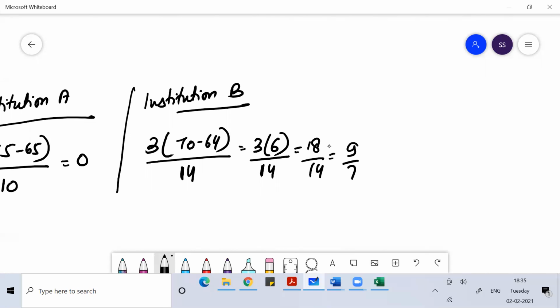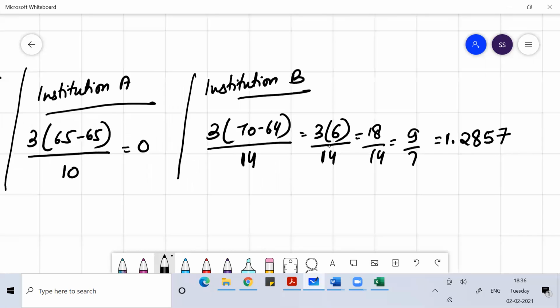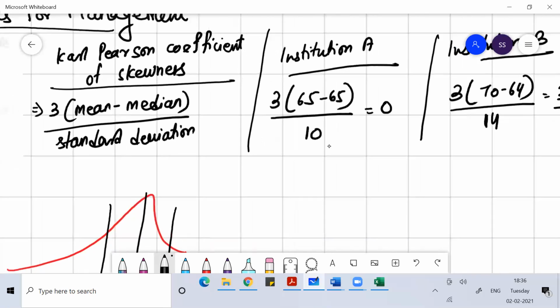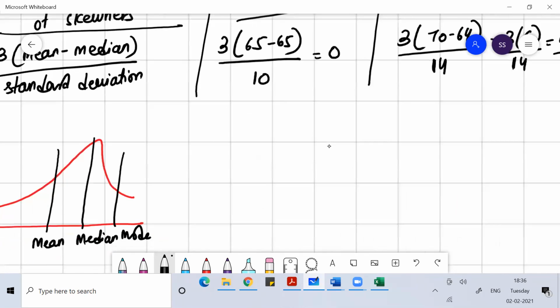That is the Karl Pearson coefficient of skewness. If you divide 9 by 7, you get 1.2857. So this is the Karl Pearson coefficient of skewness for institution B.